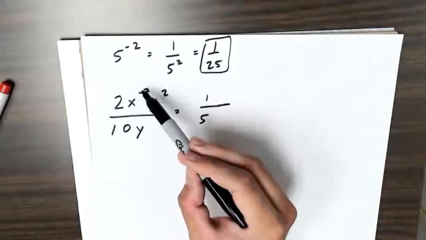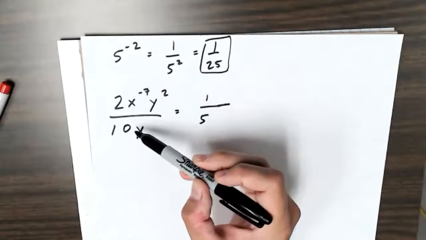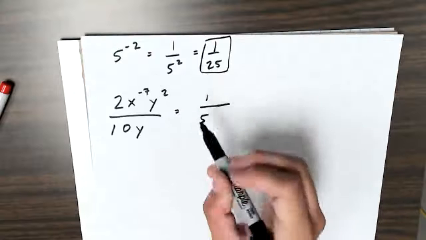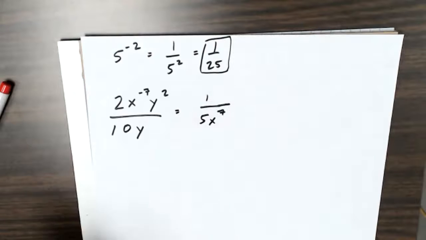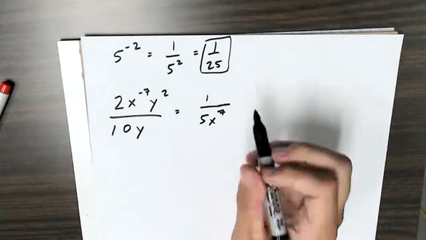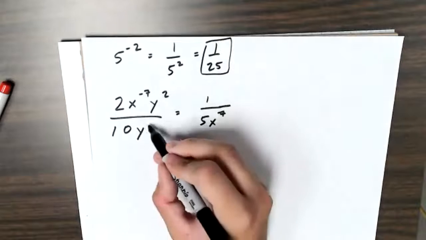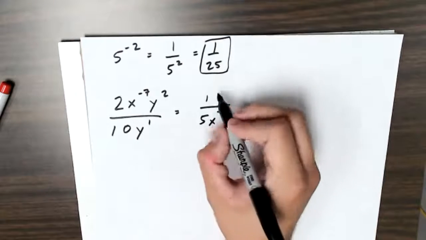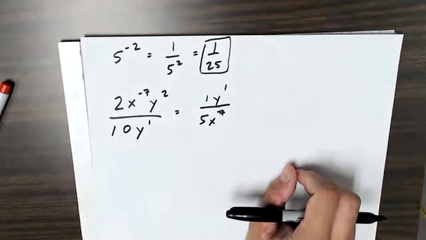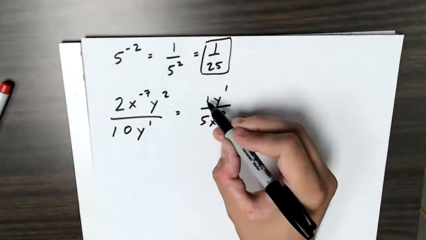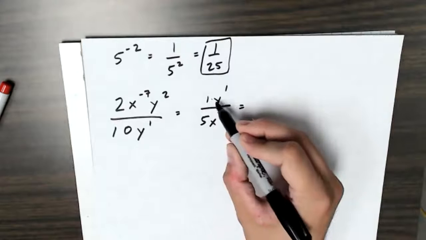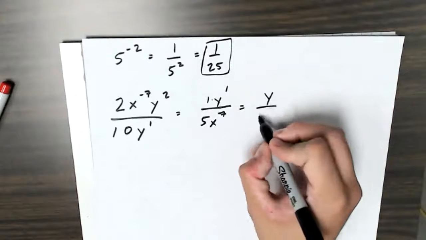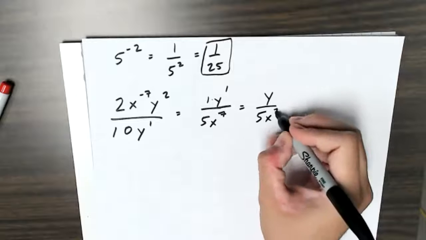Well, x to the negative 7, there's not another x to deal with. So I'm going to bring it down to the bottom to make the exponent positive. So I wind up with x to the positive 7, right? And then I've got y squared up top and y to the 1 on bottom. Well, 2 minus 1 is just 1. So it leaves me with 1y up top. Now, I'm going to get rid of the 1 because we have a term up there now. We have another factor. So it winds up being y over 5x to the 7th.